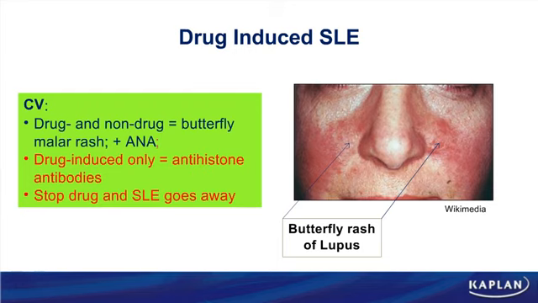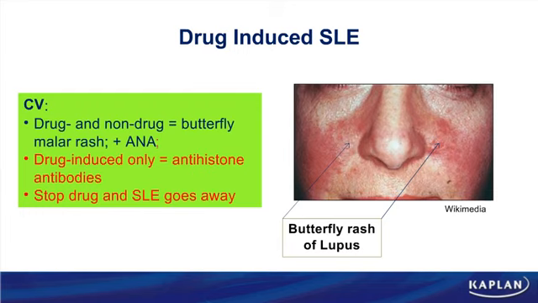Since the drug-induced lupus question is such a popular question on Step 1, you've actually got to be able to distinguish drug-induced lupus from non-drug-induced lupus, because these are going to have some features in common. In both drug-induced and non-drug-induced lupus, a patient might experience a butterfly malar rash as shown in this diagram. Patients will have a positive ANA, anti-nuclear antibody test. Those are things that are not going to distinguish if it was caused by a drug or not. How do you know it was caused by a drug? Drug-induced only, you're going to see antihistone antibodies. So positive for antihistone antibodies says it's drug-induced.